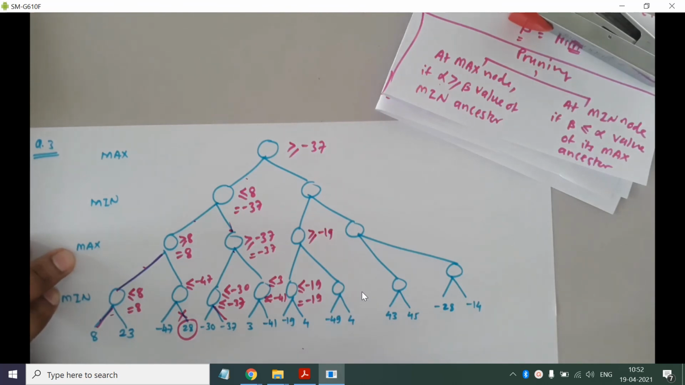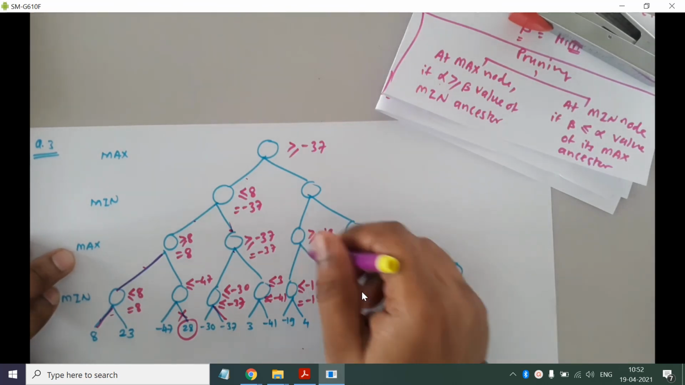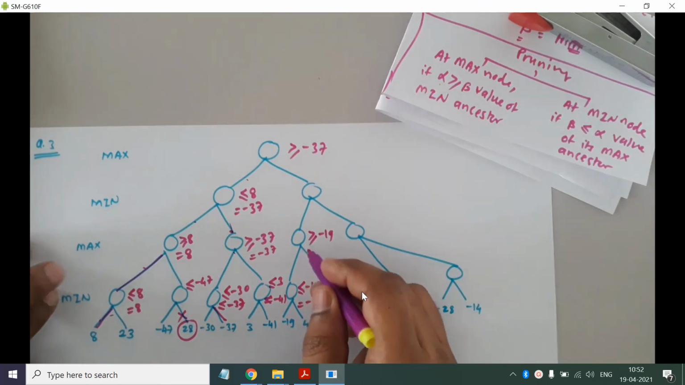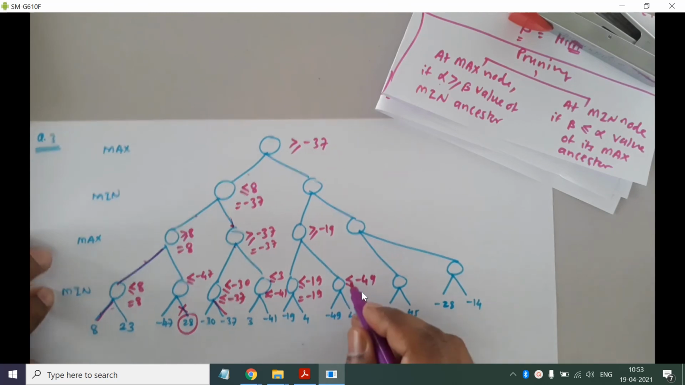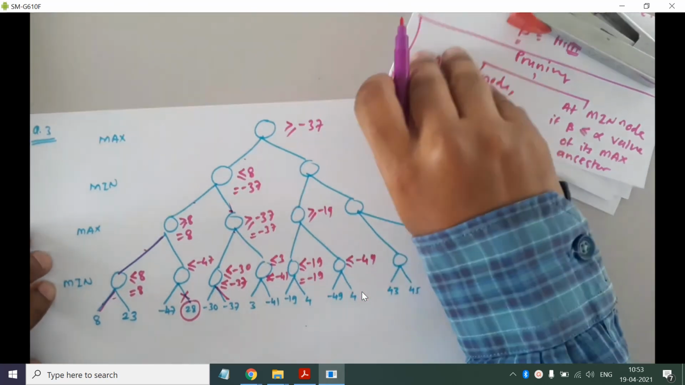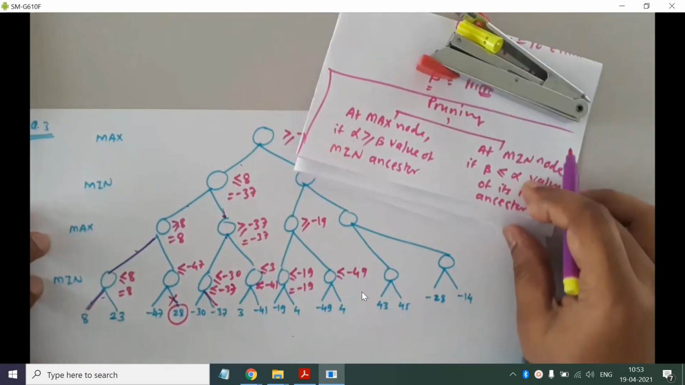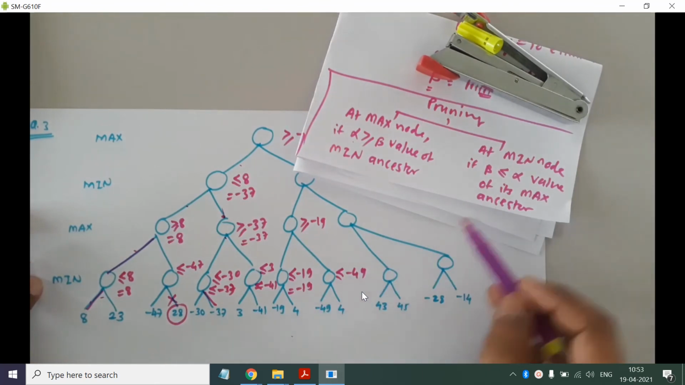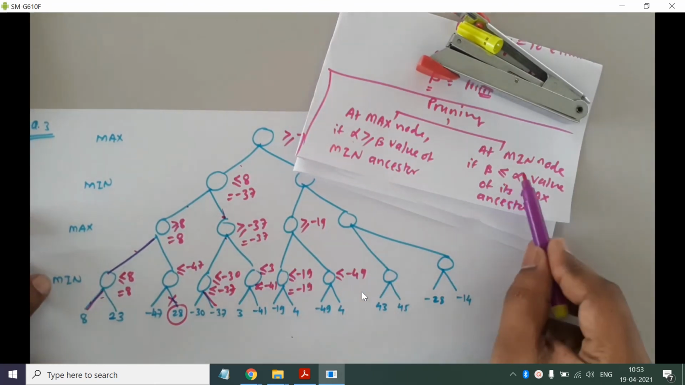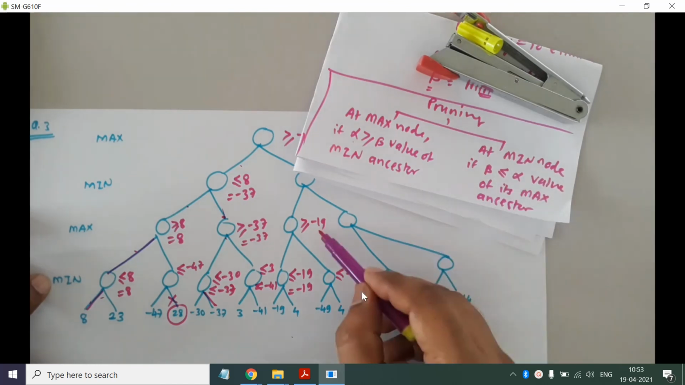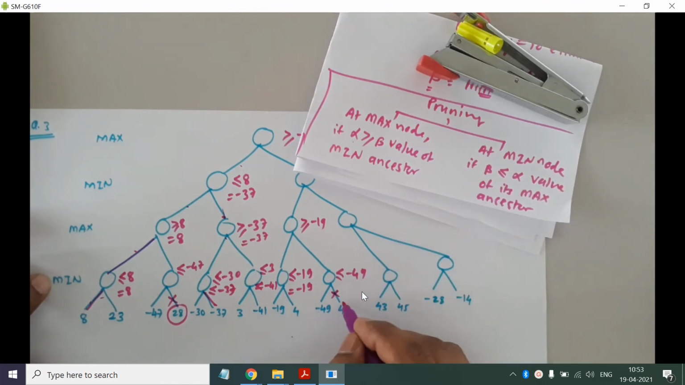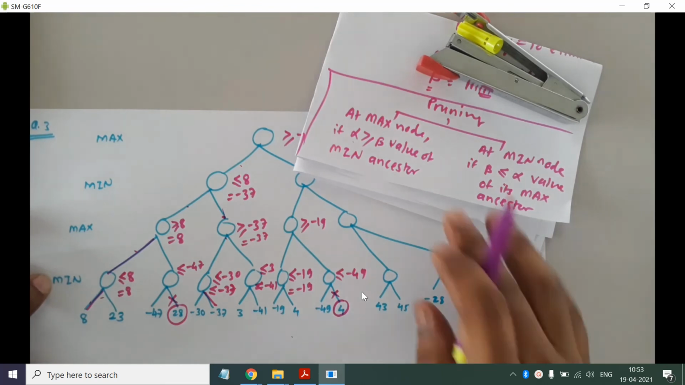Then we'll come here, then min is having value 49. He is expecting a value lesser than that. So, are we satisfying any condition? We are at the min node, the beta value, that is minus 49, is lesser than the alpha value. So this is satisfied, and we will prune this branch.